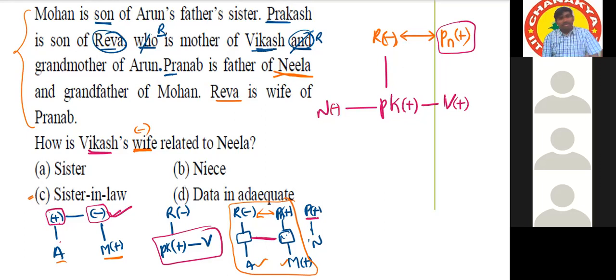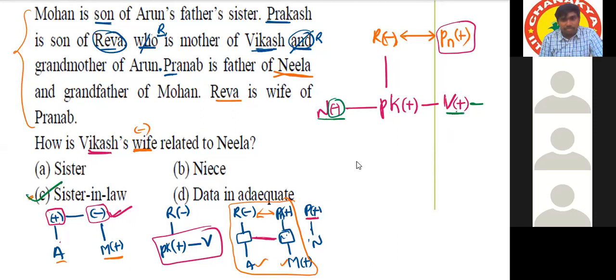Up to now, the data is enough, because V's wife. How is V's wife related to Neela? Because V is the brother of Neela, V's wife will be the sister-in-law. Yes, sir. Sir, could you repeat the last statement? V is the brother of Neela. Neela's gender can be male or female.